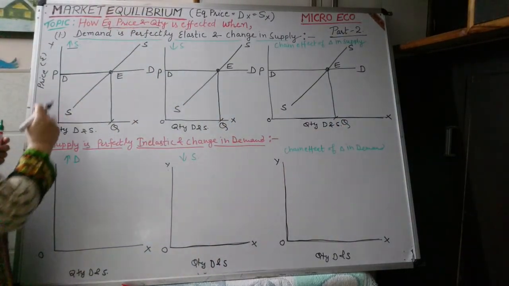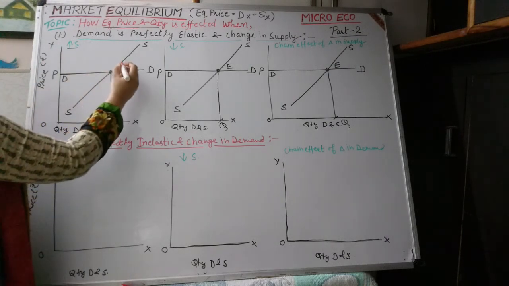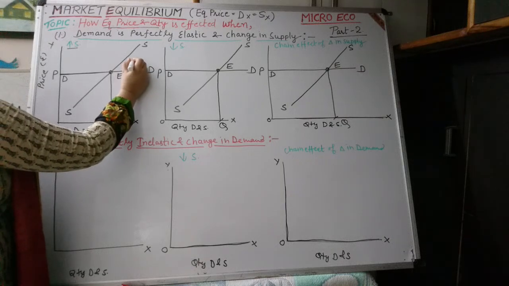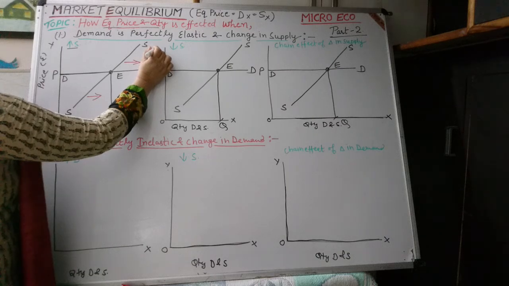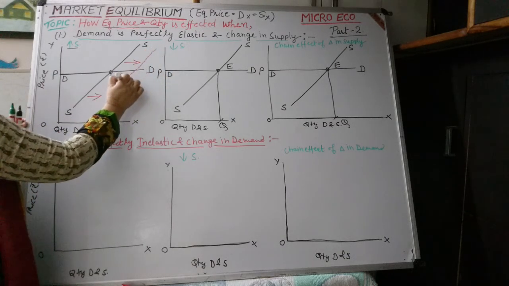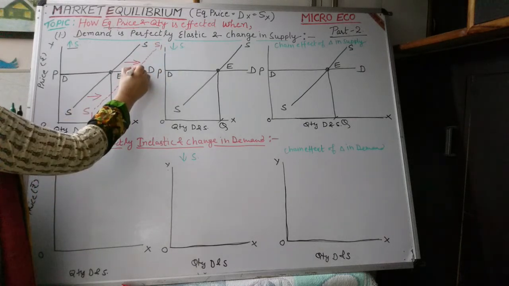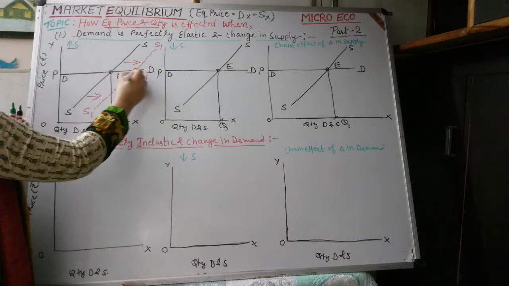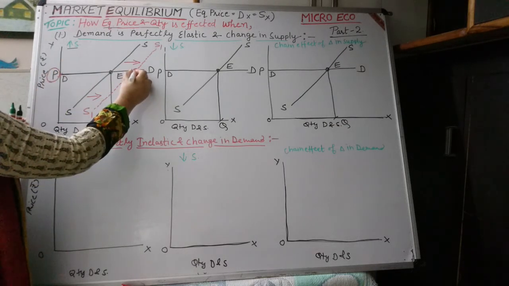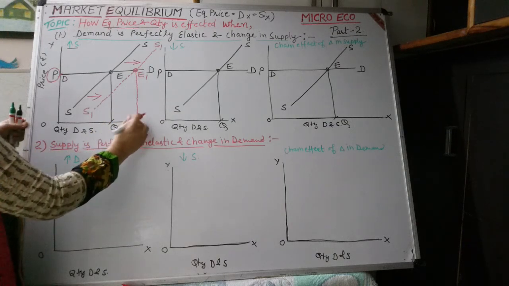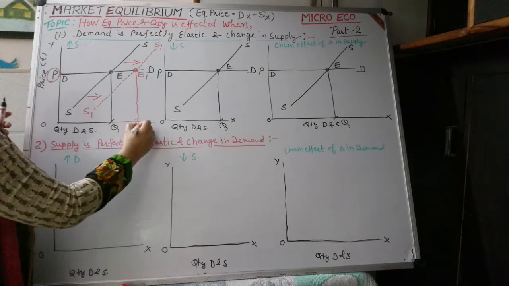Now we have to clear an increase in supply. First of all, the SS supply curve will shift towards the right-hand side from SS to S1 S1. Then the new equilibrium point will be E1. The new equilibrium price will be P1 as it is, no change in equilibrium price. Rather, the equilibrium quantity will increase from OQ to OQ1.